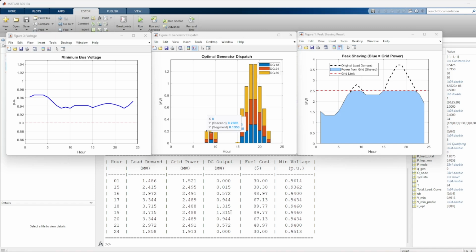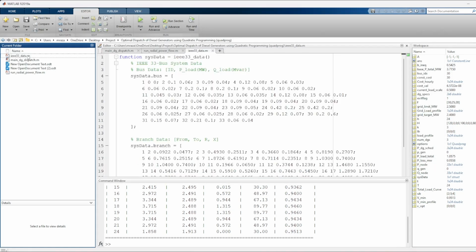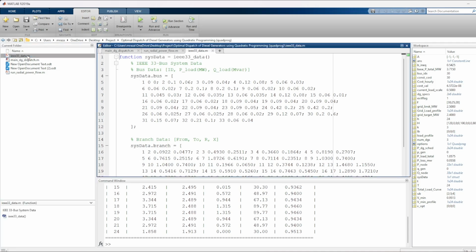So now let's switch to the programming part. So let's start with the MATLAB files. First one is the IEEE 33 bus system. I will not spend much time there. So here we have line and load data and resistance, reactance, and bus numbers. All that stuff is just written here.